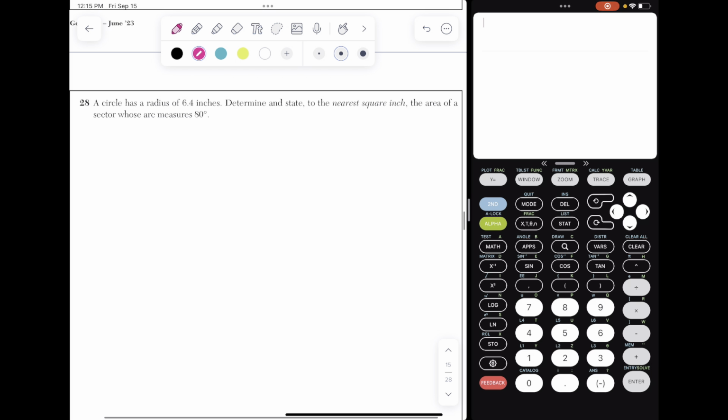28. A circle has a radius of 6.4 inches. Determine and state to the nearest square inch the area of a sector whose arc measures 80 degrees. So here's our area of a sector formula. It's the central angle, so 80 over 360 pi r squared.